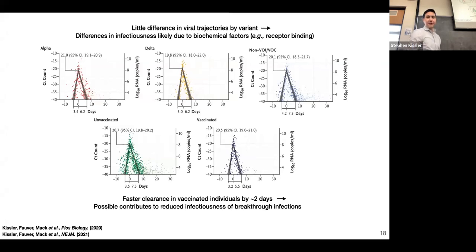But we did see faster clearance in vaccinated people. And so that might be partly why people who are vaccinated are not as contagious, because they're just not infectious for as long a time.